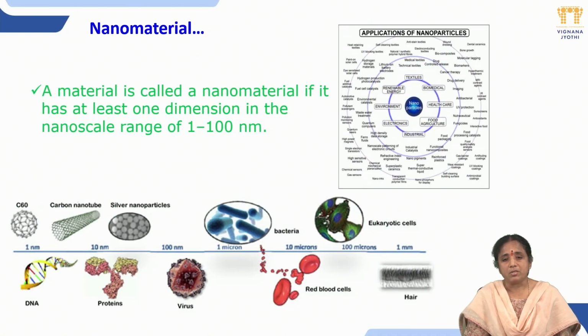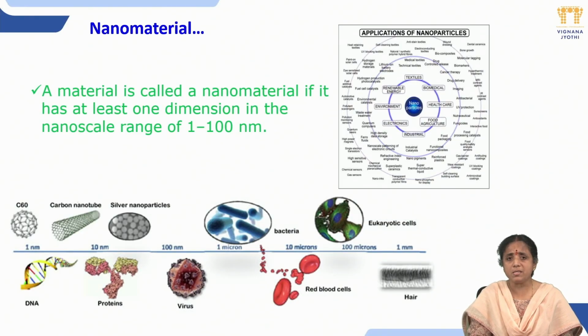Now coming to the micron scale, we can see the bacteria which are there in our body, then red blood cells which are in the range of 10 microns, and then the plant cells, animal cells are in the range of 100 microns, and the human hair is in the range of 1 millimeter. So this is the division of the different scales.